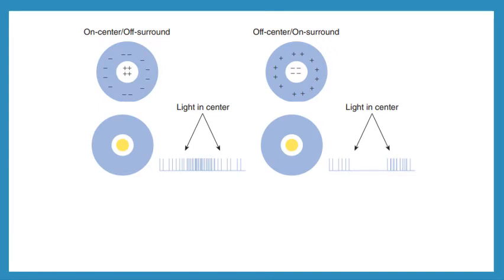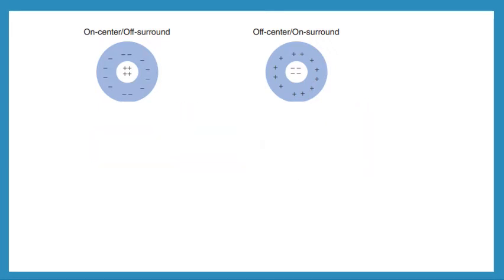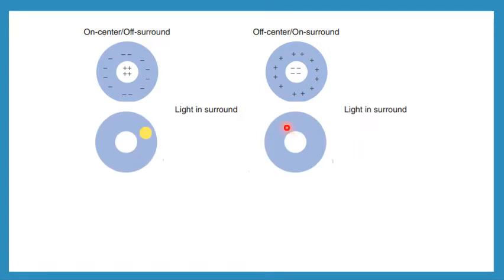Next, what if the light falls on the periphery? If the light falls on the periphery of this on-center ganglion cell, the cell will be off. That's why it is called off surround. Whereas if the light falls on the periphery of this off-center cell, this cell will be on. That is why it is called on surround. So we've got two types of ganglion cells, on-center as well as off-center.